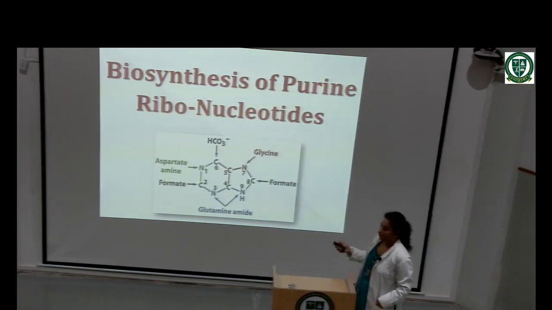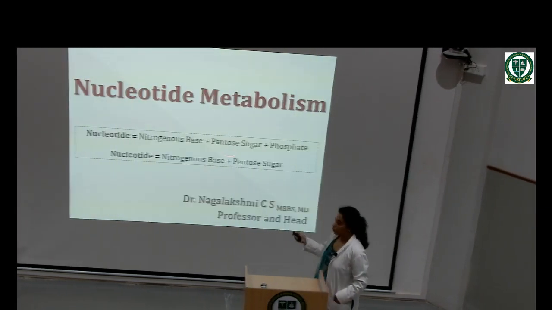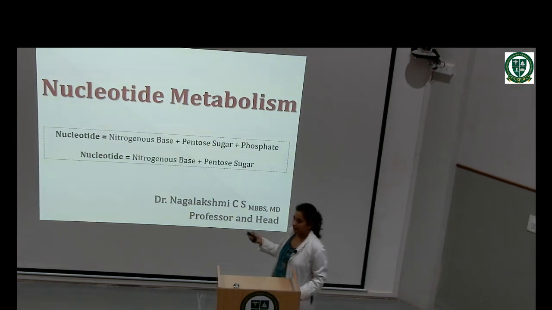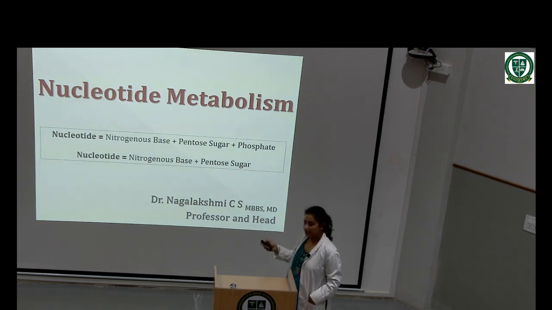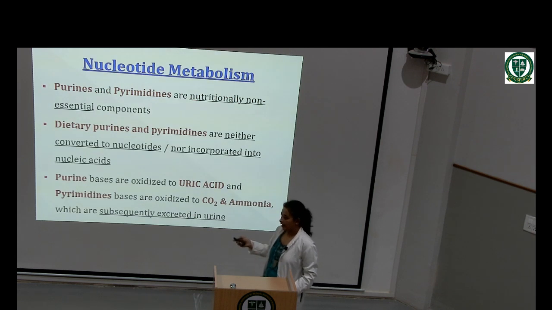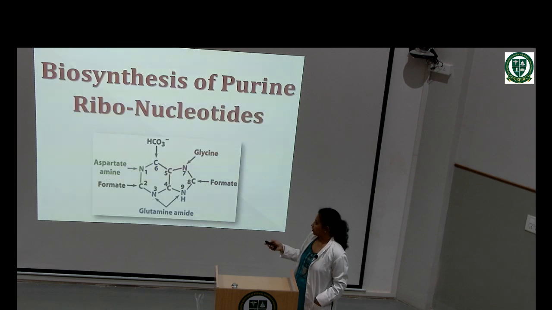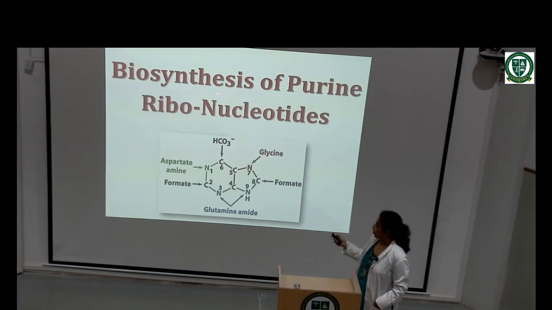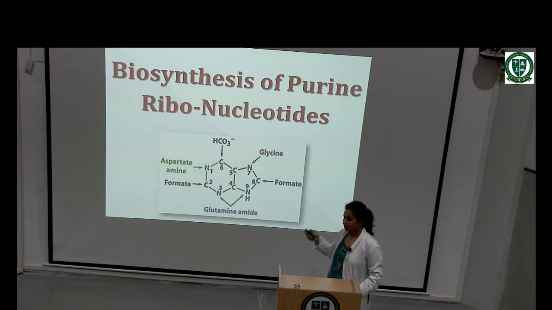Now, the pentose sugar has been dealt with in detail during carbohydrate metabolism classes. Phosphate has been discussed in mineral metabolism, and now it's high time that we discuss the nitrogenous bases, how they are metabolized inside the body. And as you know, metabolism includes anabolism and catabolism. So we are right now focusing on the anabolism part of it, that is biosynthesis of purine nucleotides.